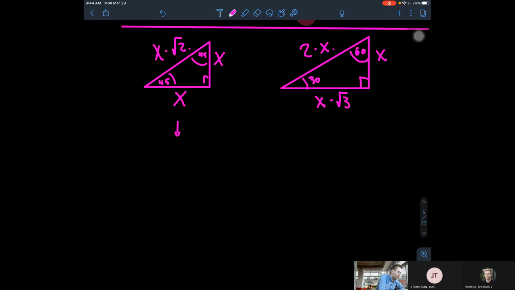So for example, if we have a 45, 45, 90 triangle, and this side length is 3, then you tell me, what is this green side length? Also 3. And how about the hypotenuse side length? What should its side length be?